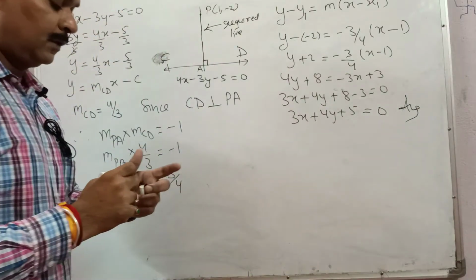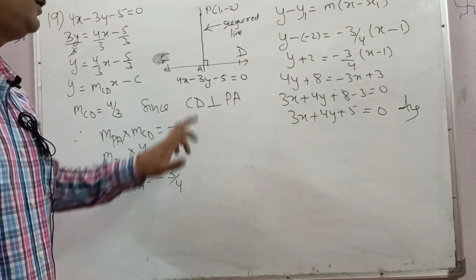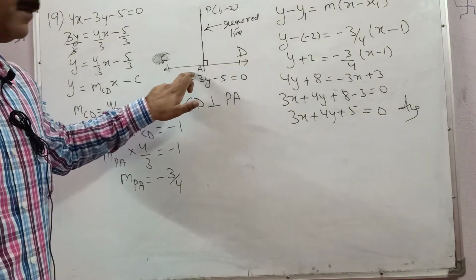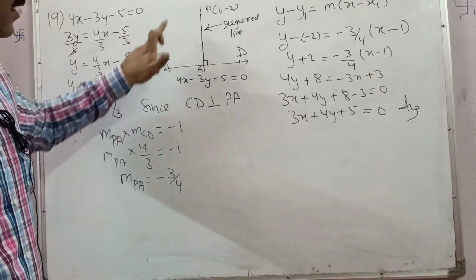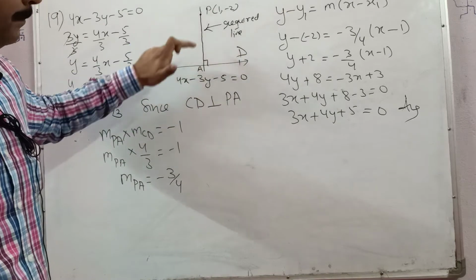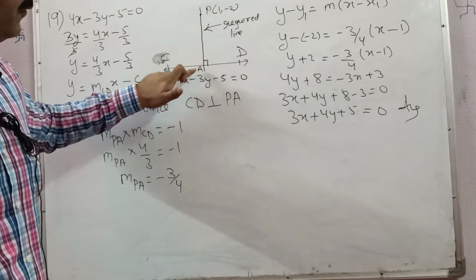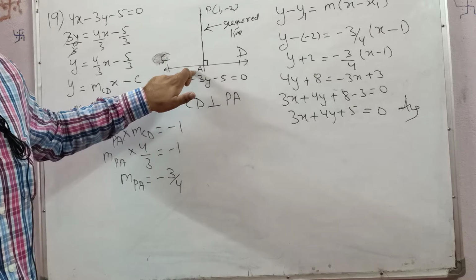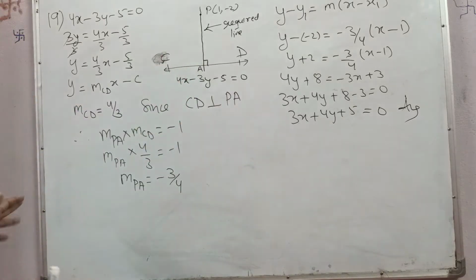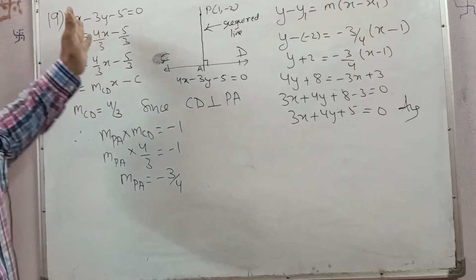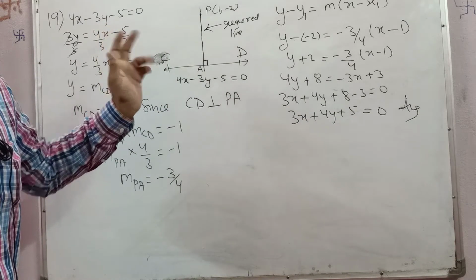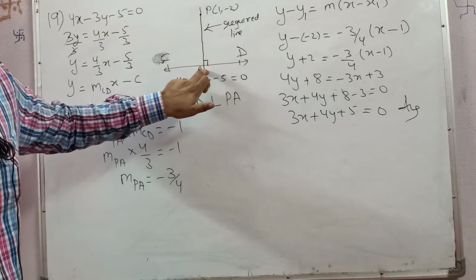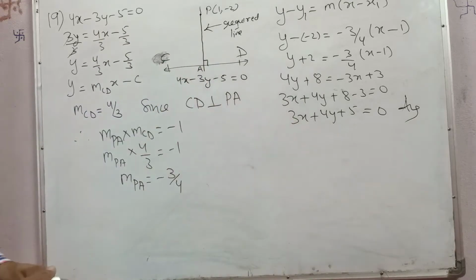Now, the question is also extended: you need to find out the coordinates of this point A. Now, we have the equation of line CD. We found the equation of line PA, and we need to find the coordinates of their point of intersection. Similarly, solving both the equations simultaneously, we can easily get the values of x and y, and that will be the coordinates of the point of intersection, A, or the foot of the perpendicular.